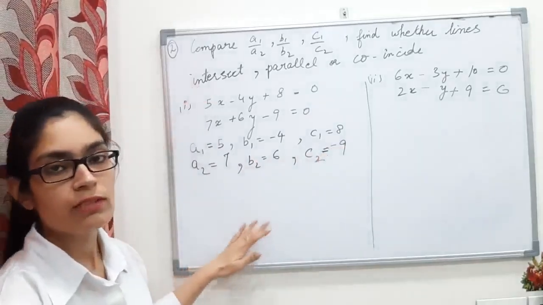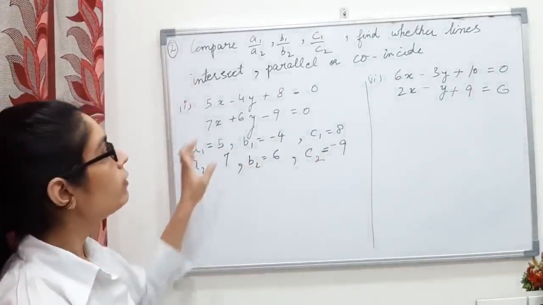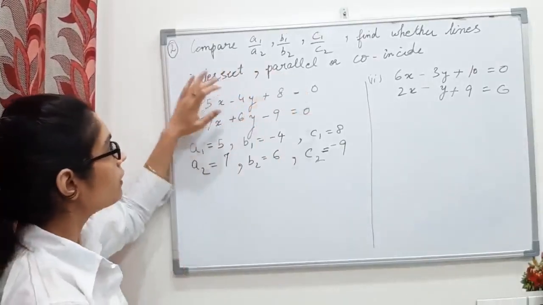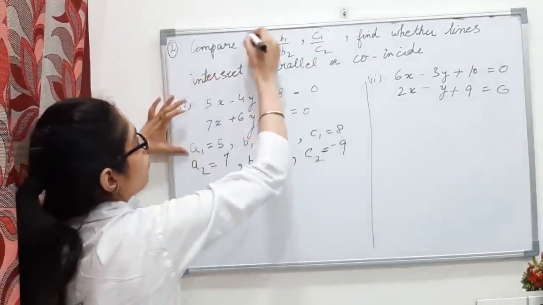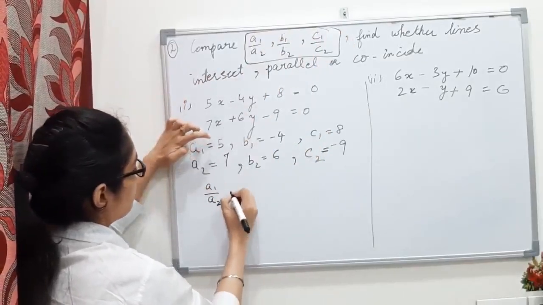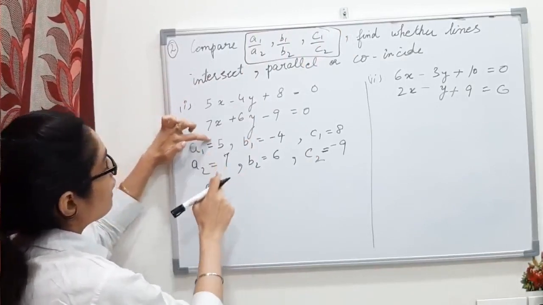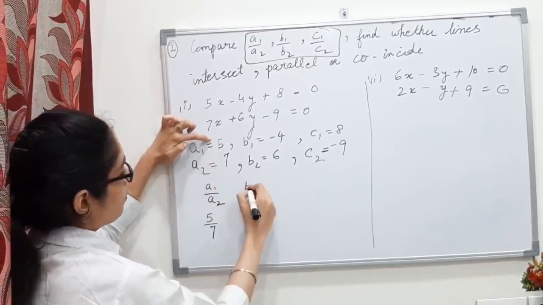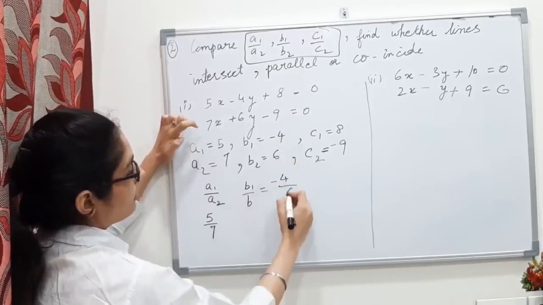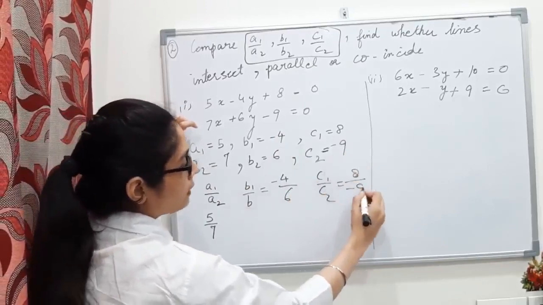Before starting the exercise, we have learned one concept. So we'll just follow that concept and find whether the equations intersect, or are parallel to one another, or coincide. Now I'll write these ratios. A1 by A2 is 5 by 7, where A1 is 5, A2 is 7. B1 by B2 is minus 4 by 6 and C1 by C2 is 8 by minus 9.